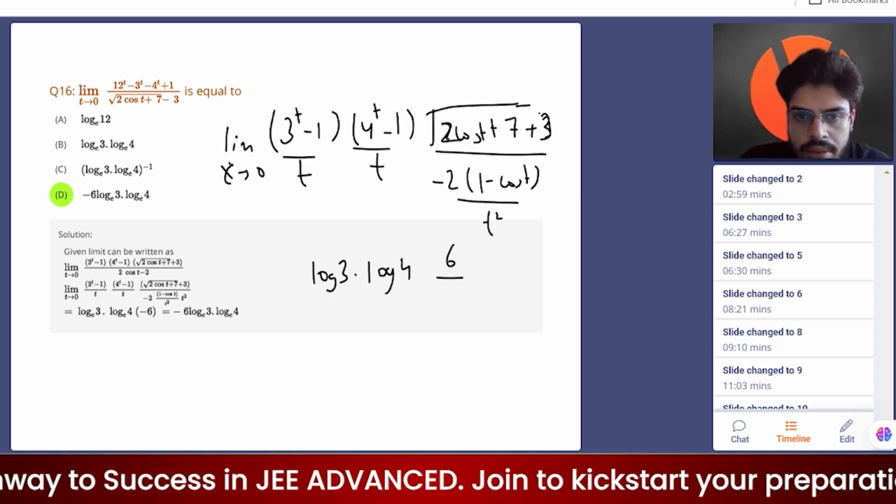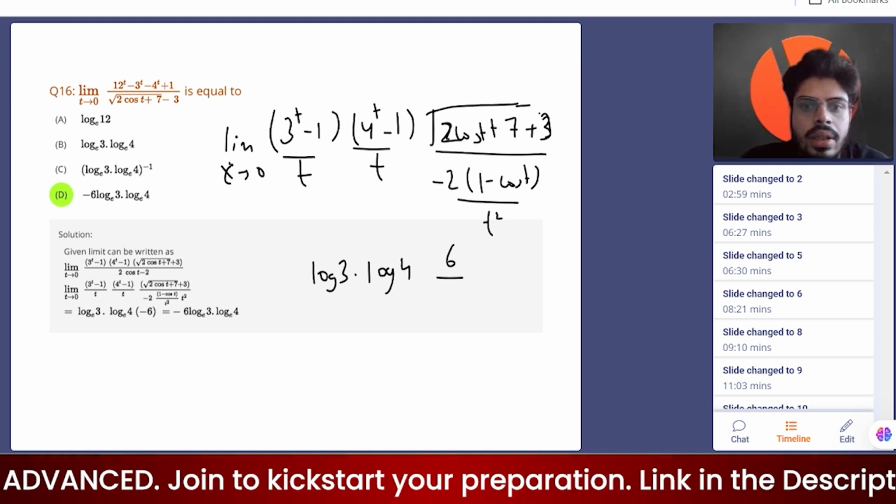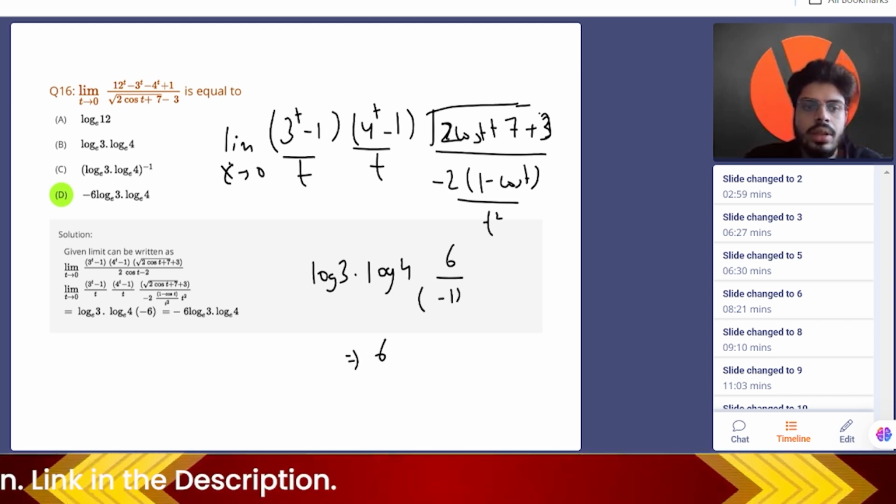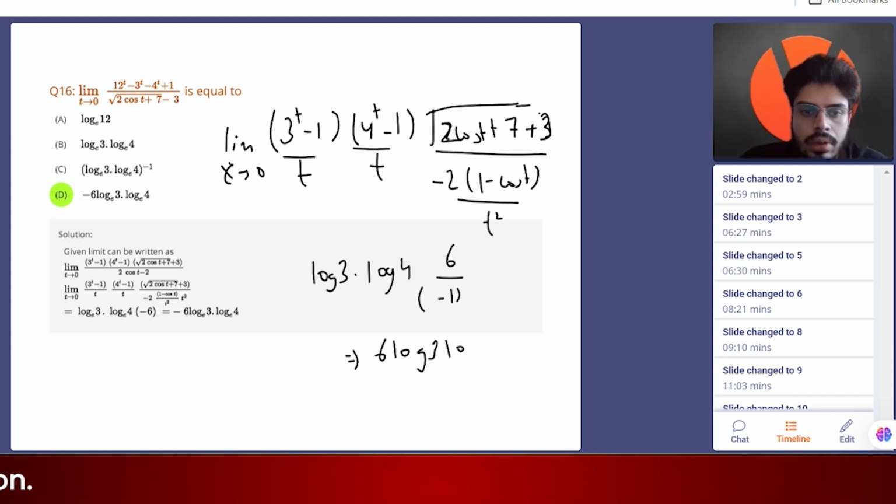So half will cancel, so minus 1 will be the denominator. So the answer will be 6 times log 3 log 4.